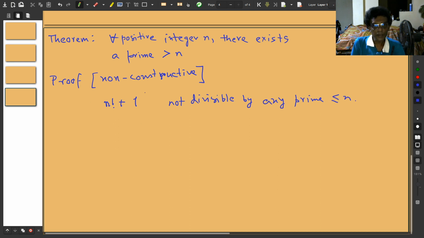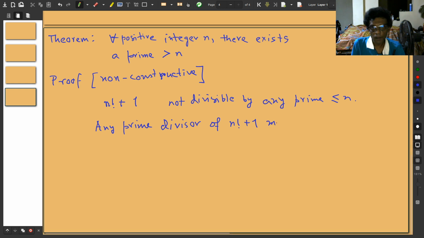But this is a number in itself, so it has some prime factors. Any prime factor of an odd divisor need not itself be a prime number, but it decomposes into a product of primes, and any prime divisor of n factorial plus 1, which may be itself but need not be, therefore must be bigger than n.